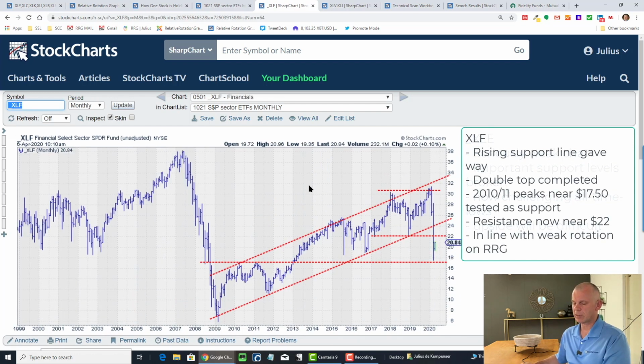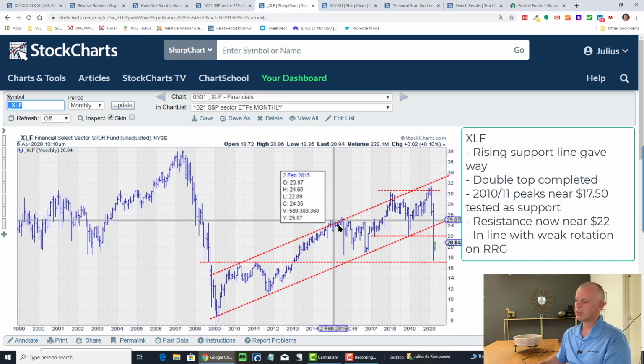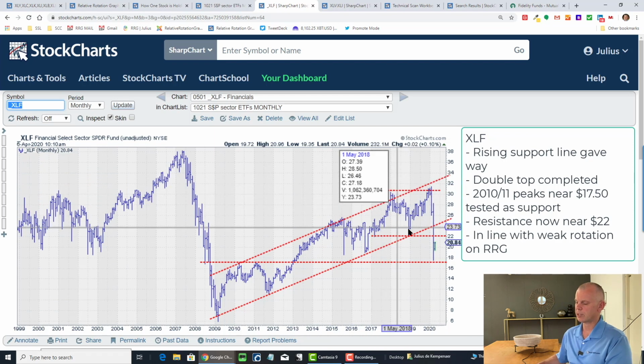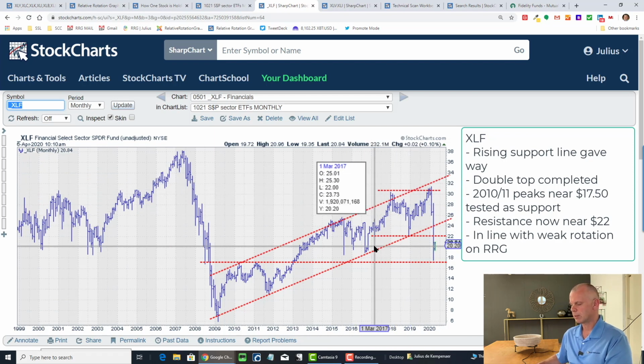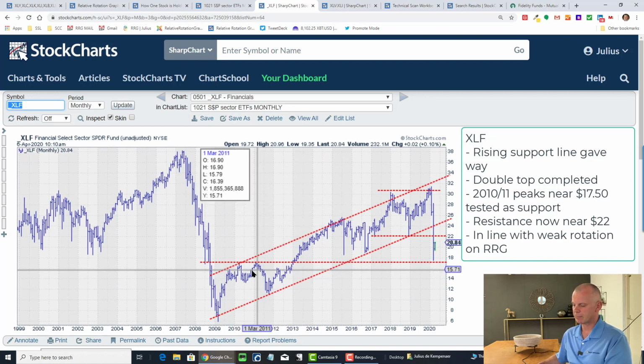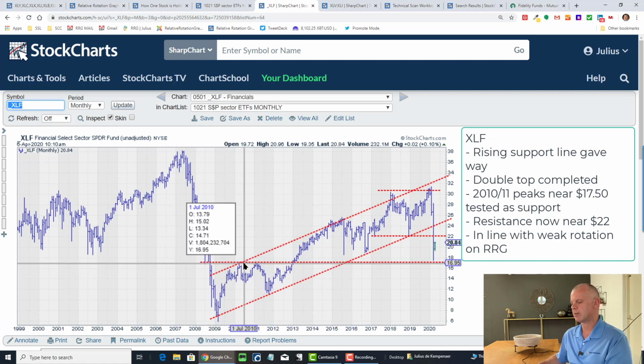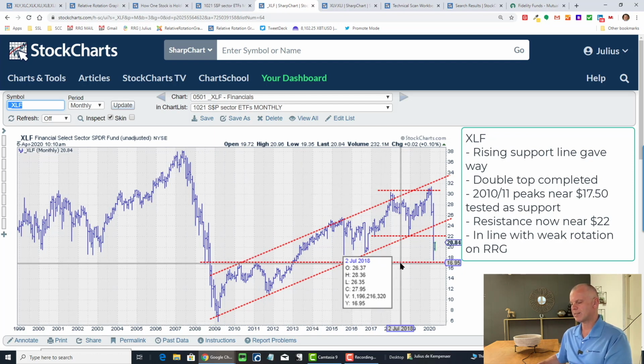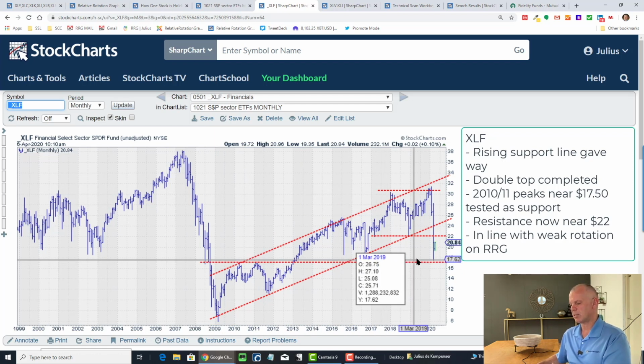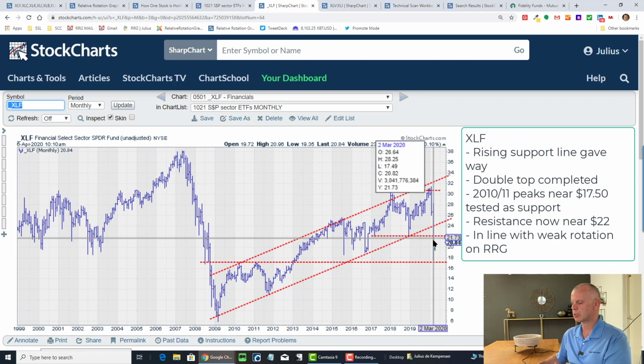Financials, obviously a very important sector inside the S&P 500. Trend line broken, no surprise there. But here also something that could qualify as a big double top that's been broken. The support level that was tested was coming back from the 2010-2011 highs. We rested at that level, at least for now, but as you can see, the upside will be difficult.